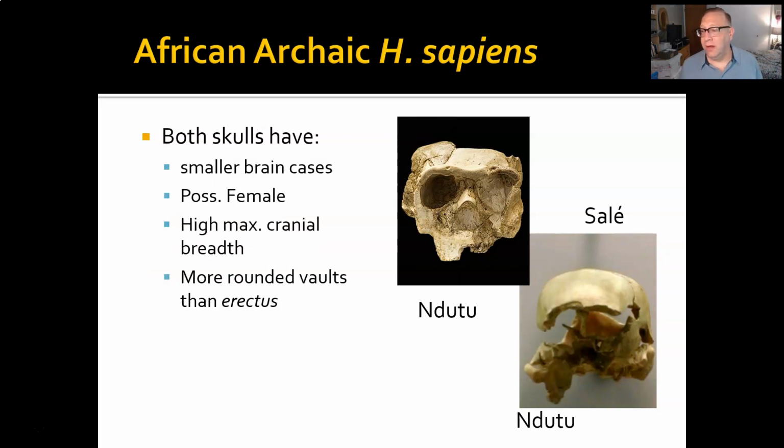So, interestingly, both have smaller brain cases, both have a high maximum cranial breadth. That is, the widest part of the skull is relatively high. On Homo erectus, it's relatively low. And they seem to have more rounded vaults, as you can see on the top here. Or, sorry, I don't know why I have Ndutu listed twice. Ndutu is the top picture and Sale is the bottom picture.